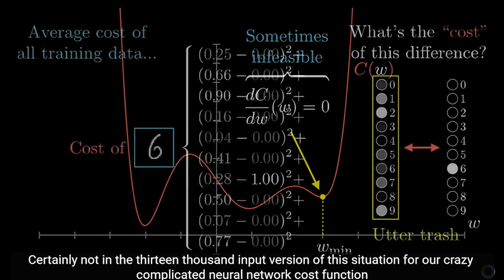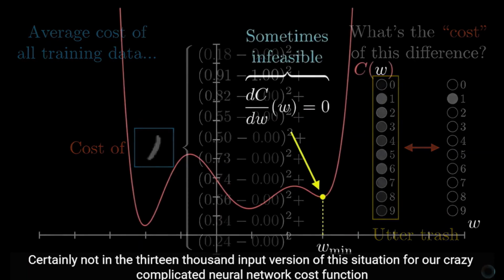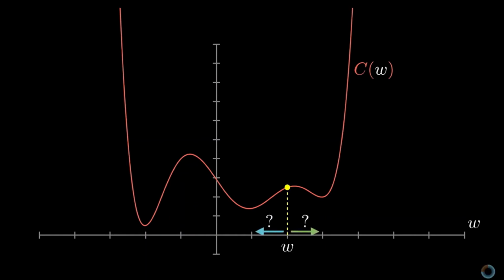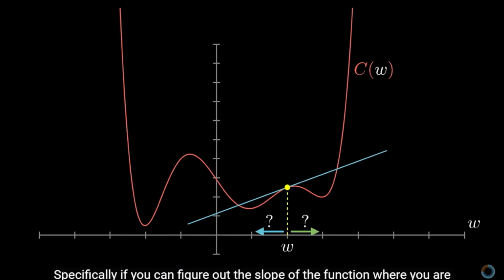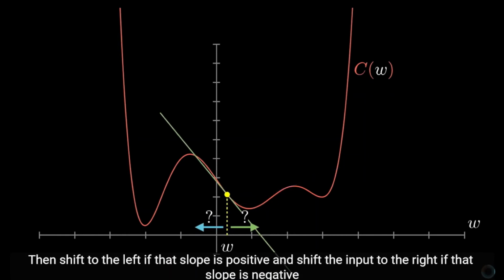Certainly not in the 13,000 input version of this situation for our crazy complicated neural network cost function. A more flexible tactic is to start at any old input and figure out which direction you should step to make that output lower. Specifically, if you can figure out the slope of the function where you are, then shift to the left if that slope is positive, and shift the input to the right if that slope is negative.